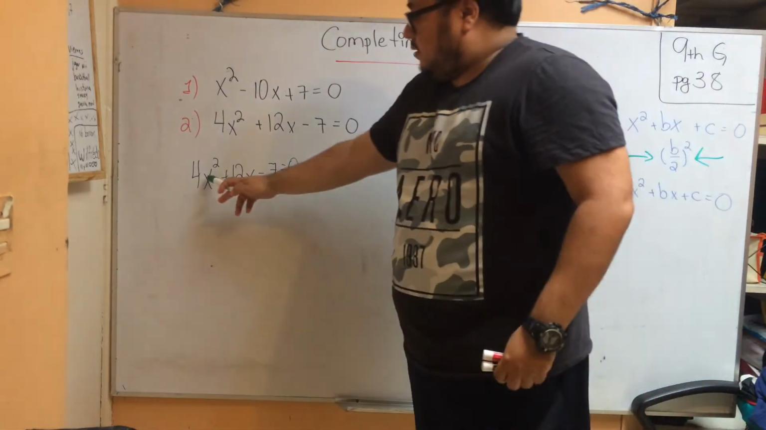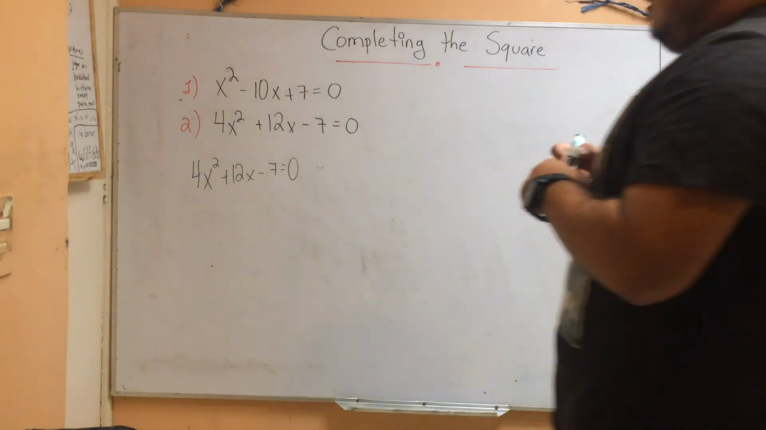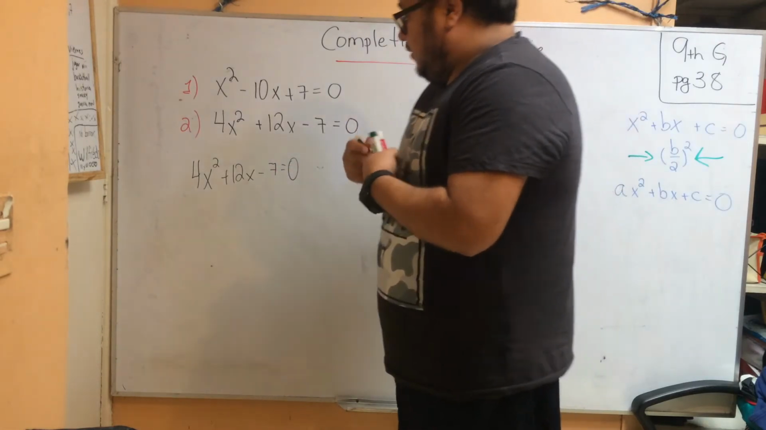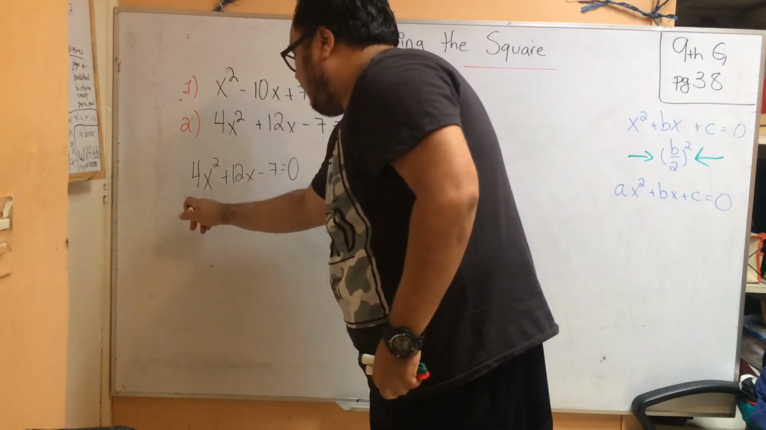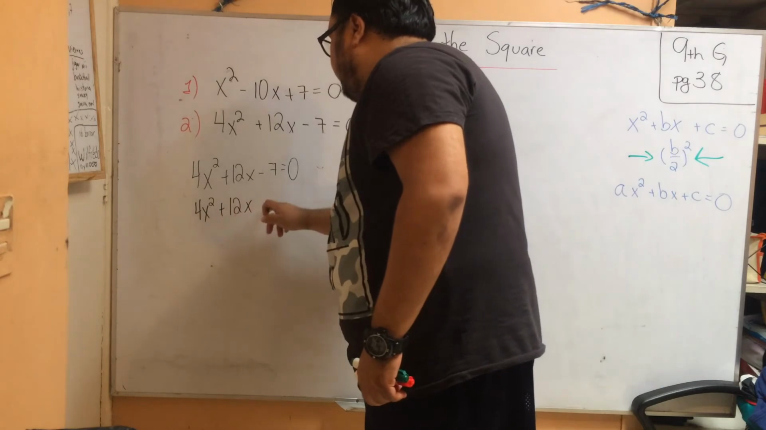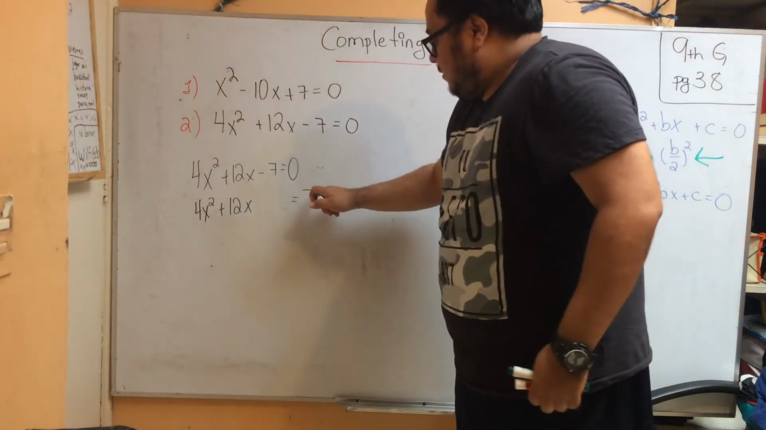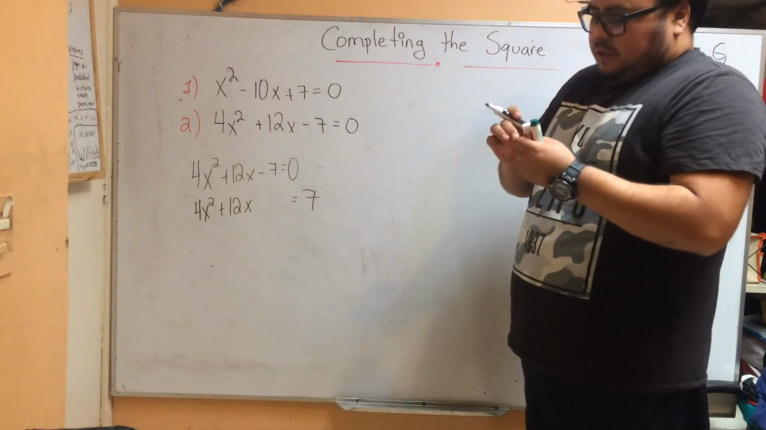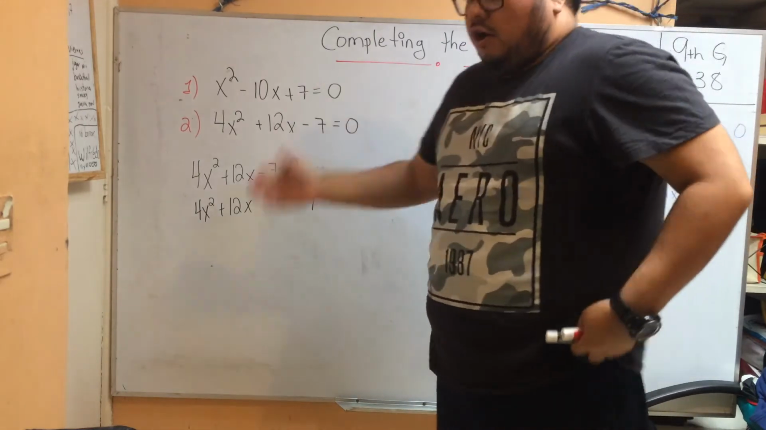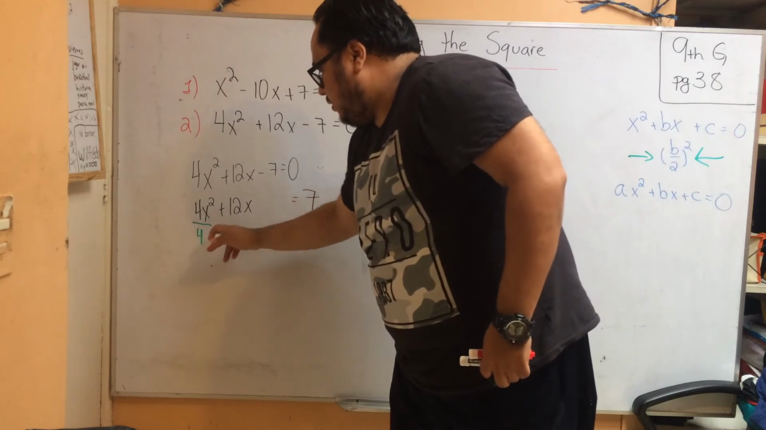We need to leave the 4 alone. So how do we do that? First we're going to move this one to the other side, because we're going to complete the square. So we have 4x squared plus 12x, and then minus 7 passes to the other side, 7 positive. So the first thing we need to do is divide all of the factors by 4 so that we can leave this one alone.